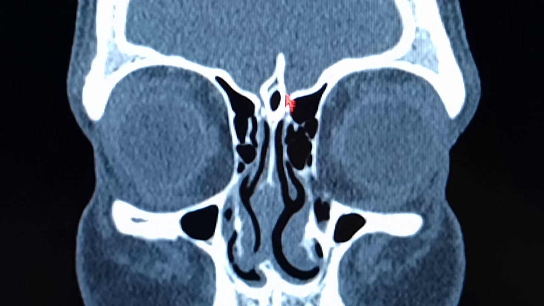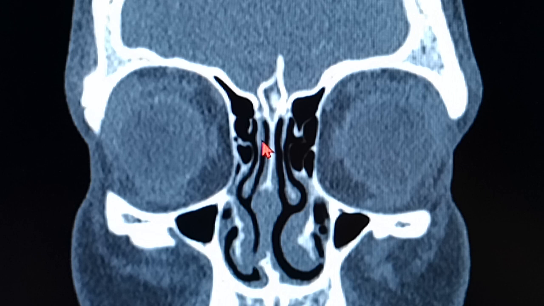So keep on going behind. You can see the straight structure over here. That's the middle turbinate. So what we saw so far was the inferior turbinate. The inferior turbinate bone, you can actually see the hypertrophy. You can appreciate a very slight deviation of the nasal septum to the right side of this patient. You can see the agger nasi is still there. It's a huge cell.